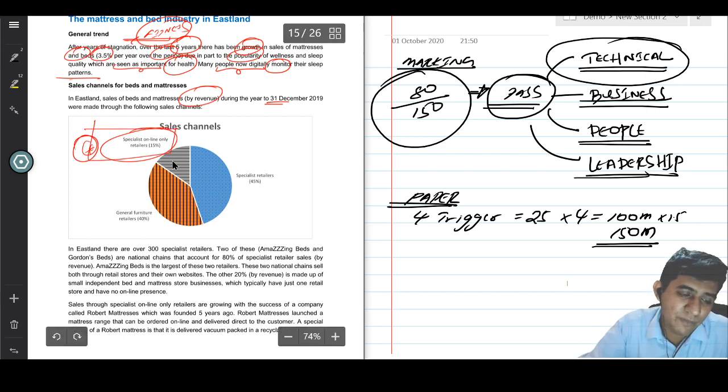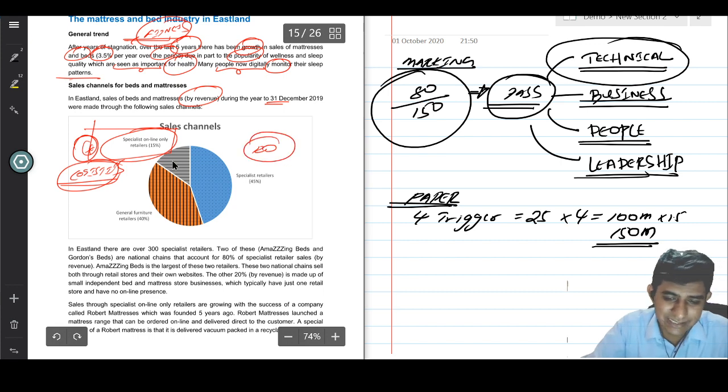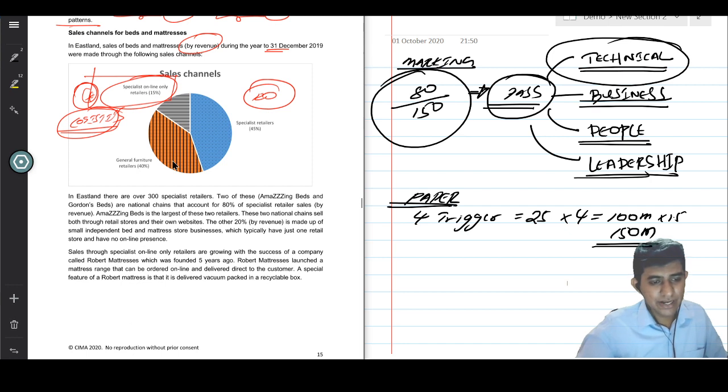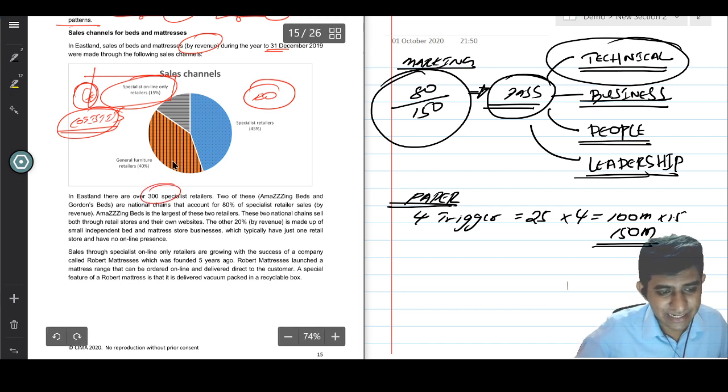You can do it from your home. It will come to your home, provided this online store has a good logistic partner to shift their goods on time. So if that is good, I think that will become a major threat for the 120 stores that are there. And then they are specifically stating in the Eastland there are over 300 specialist retailers.